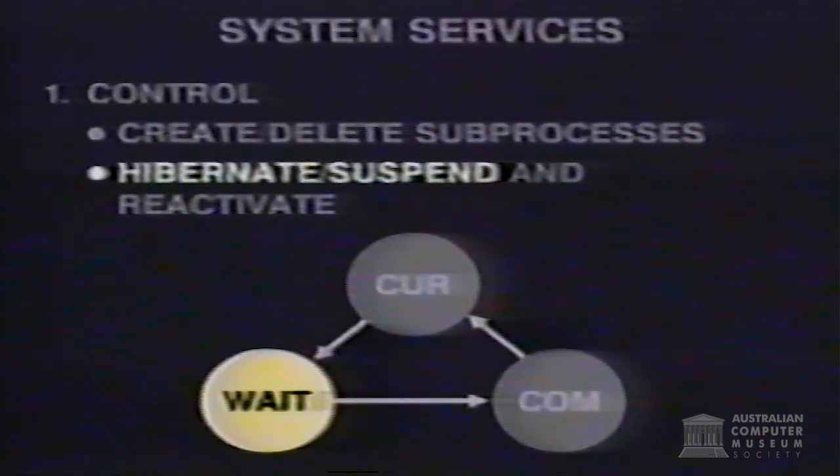The hibernate and suspend system services are also ways to control a process. They allow the user to place the process into a wait state until it's needed. Use of these system services can be especially efficient in real-time applications. For example, a flight simulator may require turnaround times in the 25 to 50 millisecond range. One way to enhance processing speeds is to design some portions of the application as separate processes.